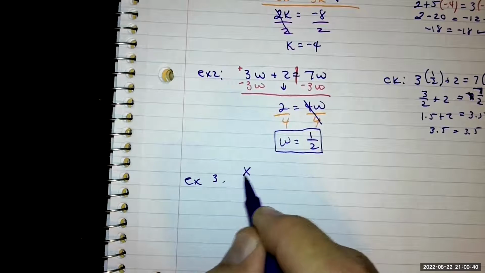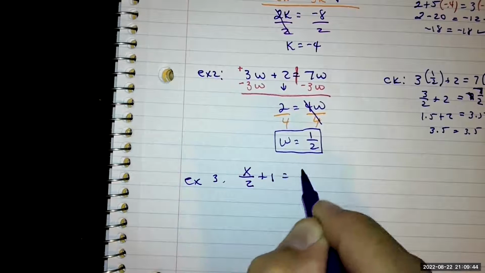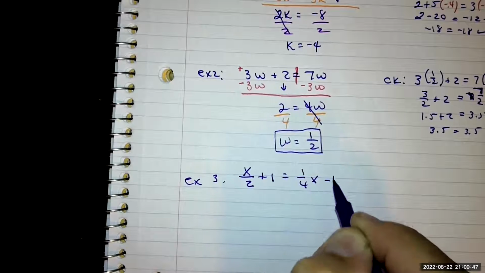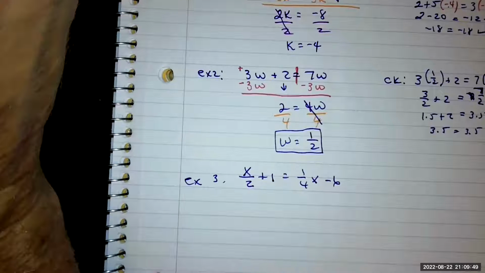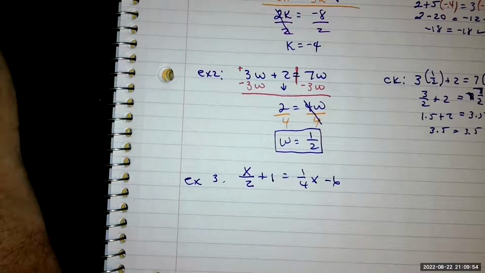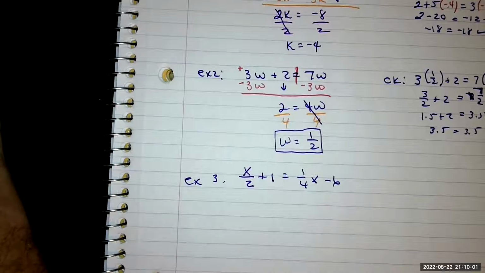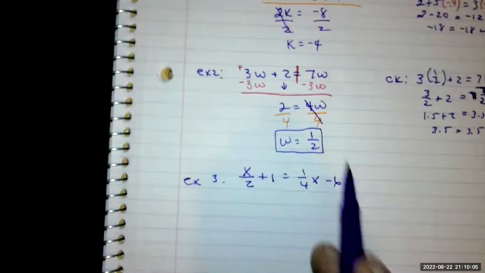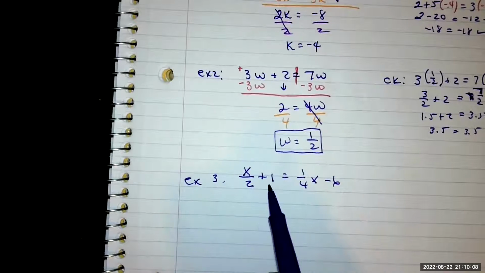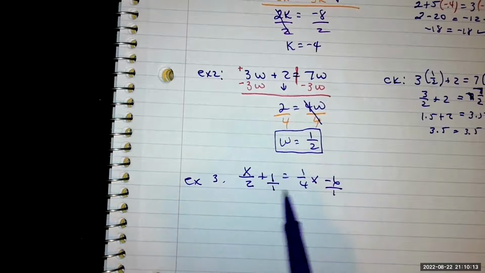Watch this. X divided by 2 plus 1 equals 1/4 X minus 6. All right, so this one has fractions. You see other fractions? So there's a couple of things that I like doing here. The first thing is I like to find and multiply the common denominator. All right, so we're going to find the common denominator. So if you think about all these, I mean, that's really over 1, and this is over 1. So now they look like all fractions.